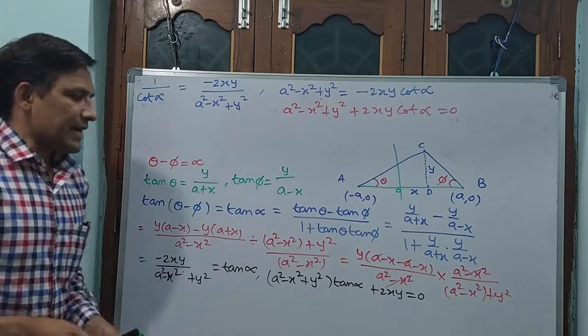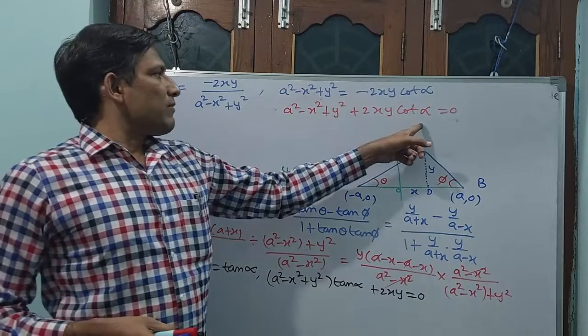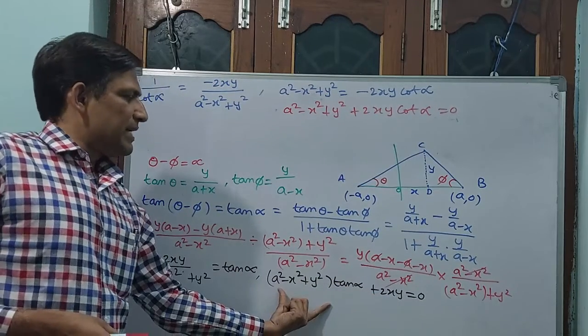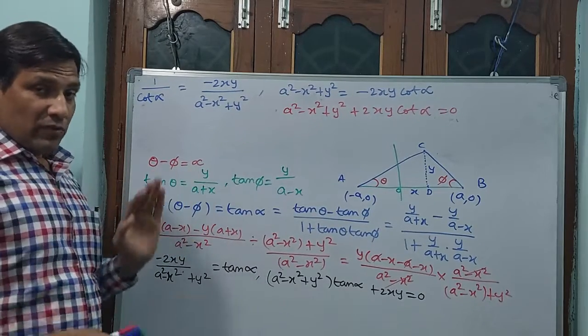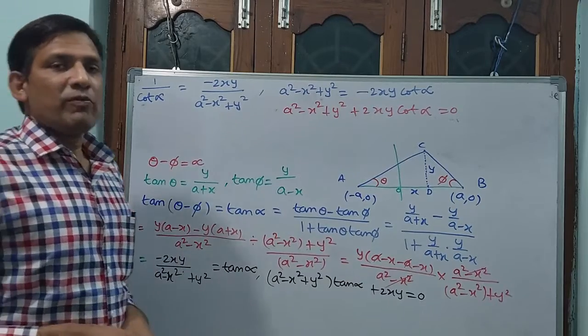See, both are correct only. But here, 2xy cot alpha is better than this one. Only 2xy and tan alpha is multiplying for all this. This answer is good, but based on your objective type answer, you have to change this. Take this, we will go for the next question.